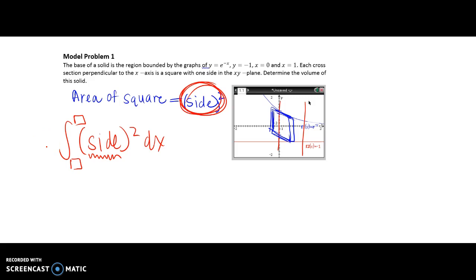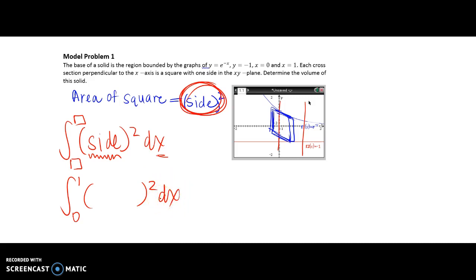Okay, so here's what I'm going to try and walk you through here to make sure we're feeling okay with this. So the bounds, I hope you're recognizing, since I'm working in terms of x, are definitely 0 to 1. At this point, that should be pretty good for you. And now to figure out what the side is.